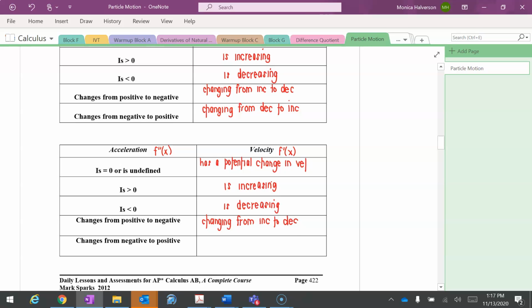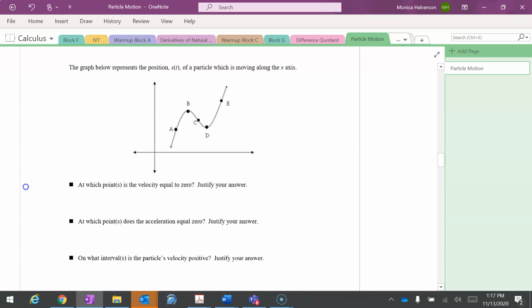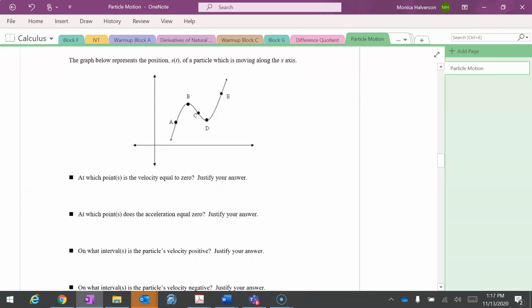So let's look at this relationship on a graph. The graph below represents the position of a particle which is moving along the x-axis. At which point is the velocity equal to 0? Now remember, velocity represents the first derivative. So when is the first derivative equal to 0? Well, we know that that would result in a horizontal tangent. So there would be 2 points at which the velocity is 0.